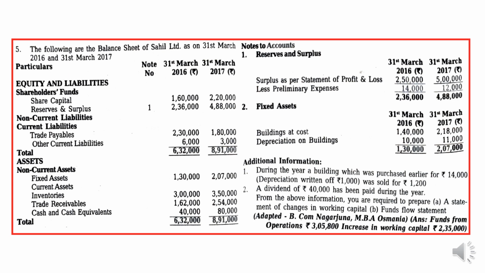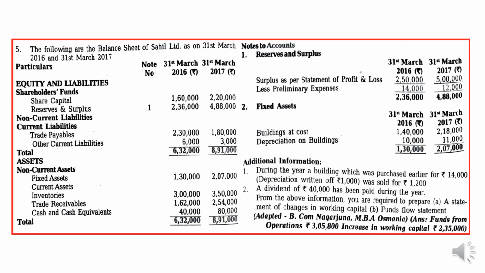If you see, during the year a building which was purchased earlier for 14,000, on which so far we have charged depreciation of 1,000, that is depreciation written off, was sold for 1,200. This is very significant. Whenever you find the cost, sale price and depreciation of the asset, as well as the provision for depreciation in notes to accounts or in adjustments, opening and closing both the values, in such a case it is a gross block method of depreciation, and how to solve that problem is very important. And this concept is very significant as far as the exams are concerned.